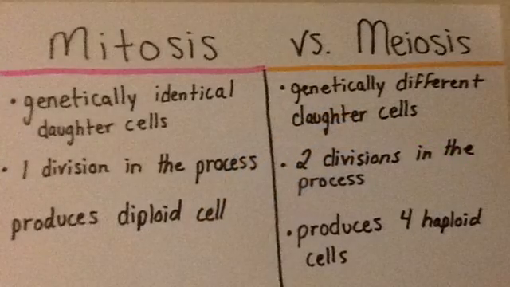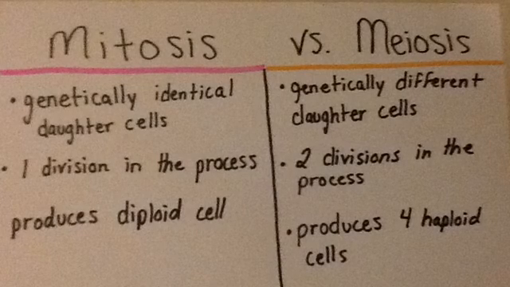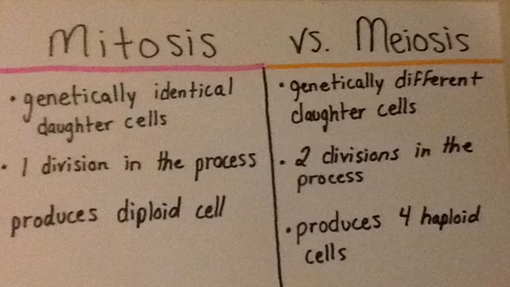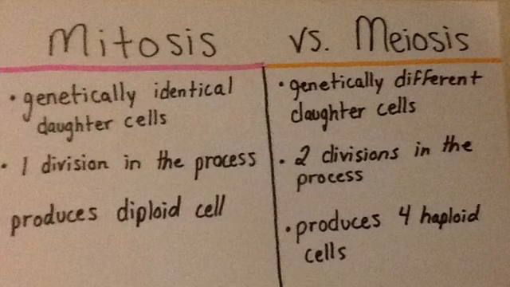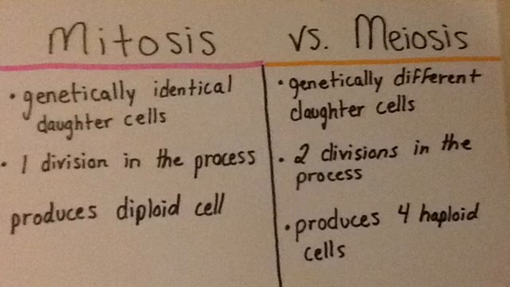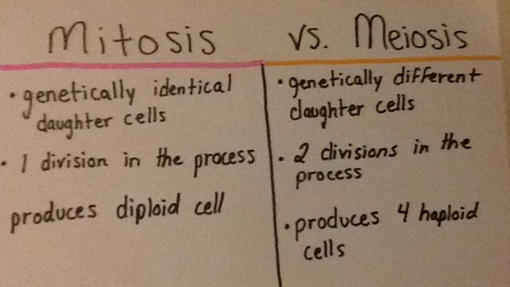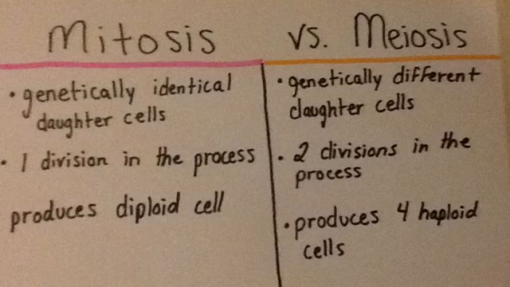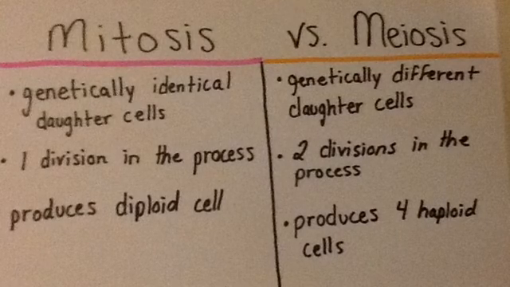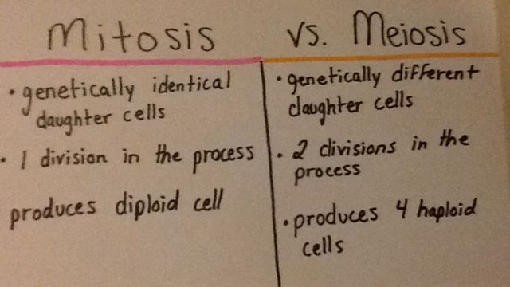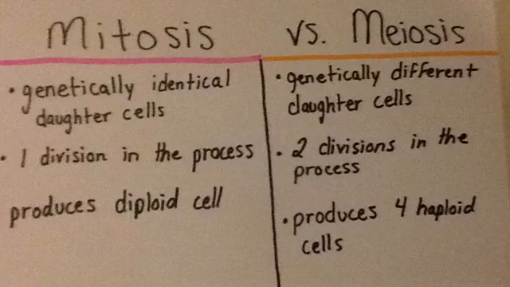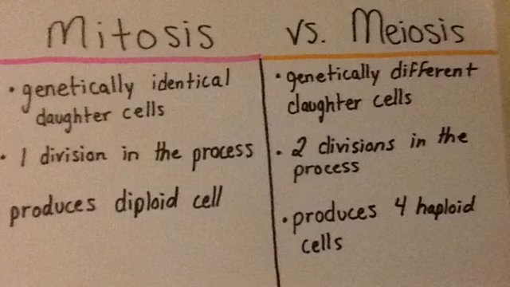One main difference between mitosis and meiosis is the genetic makeup of the daughter cell it produces. Mitosis produces a genetically identical daughter cell. Meiosis, which occurs only in sexual reproductive gametes, produces a genetically different daughter cell. From meiosis is where we see diversity and different traits. Mitosis and meiosis follow the same basic division processes, except that meiosis goes through 2 divisions. Also, mitosis produces a diploid cell, while meiosis produces 4 haploid cells.